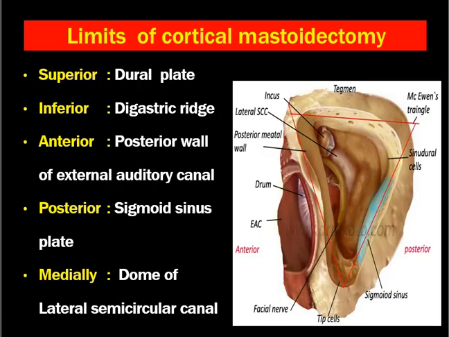This is all about cortical mastoid surgery. We'll discuss different types of mastoid surgeries in the subsequent slides.